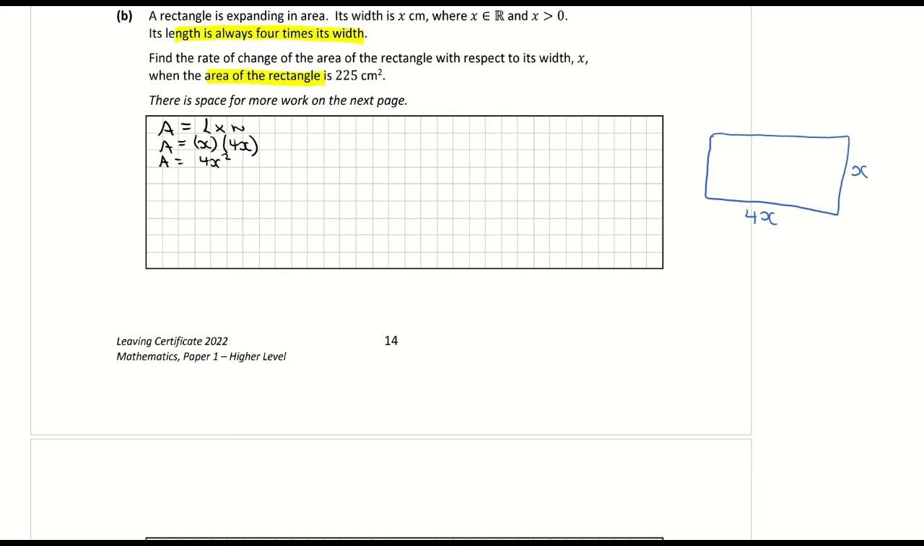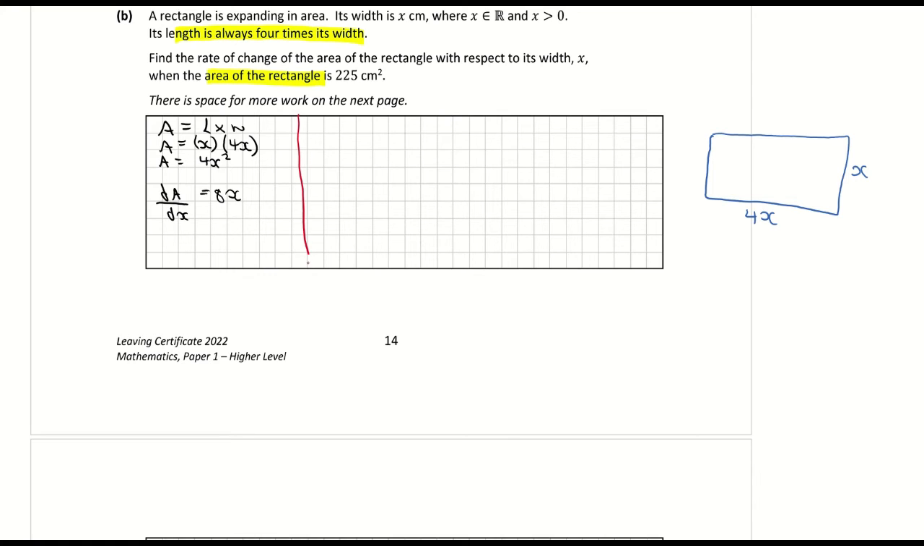Now the question is talking about rate of change, which is around differentiating. So I'm going to differentiate the area with respect to x here. So that would be dA/dx, and differentiating 4x squared gets me 8x. Okay, so that's my rate of change.